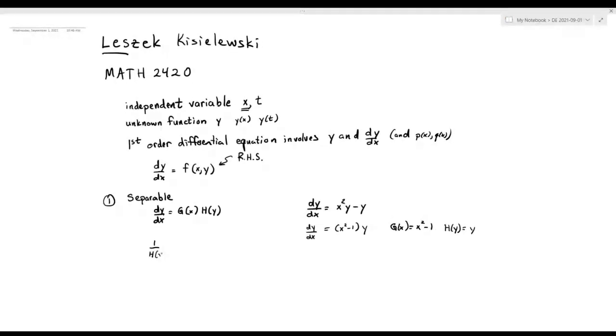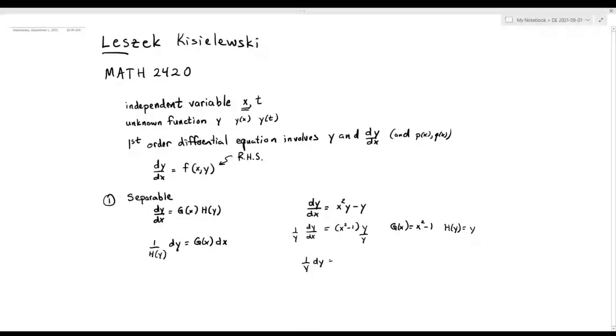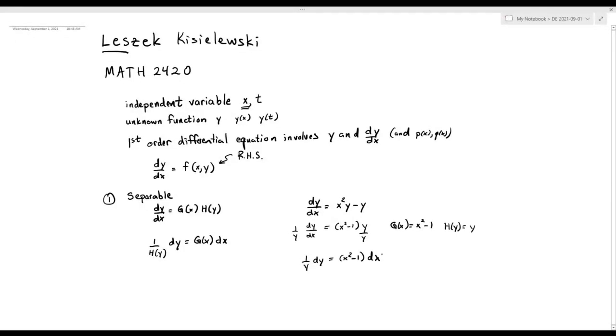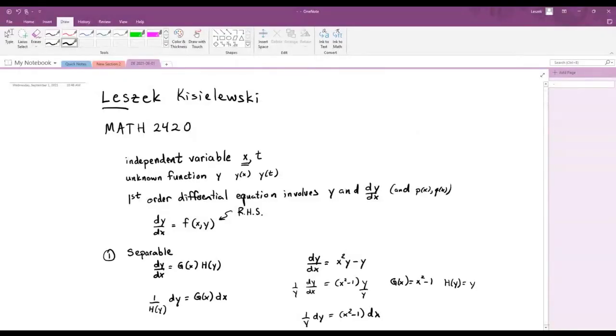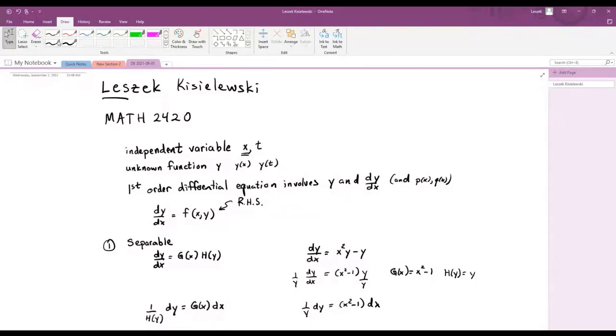Divide both sides by h of y, leaving the dy on the left side, and then move the dx over, so to speak, to the right. So over here, we can divide both sides by y, assuming y is non-zero, and move the dx over to the right. So we see that the two variables have been separated on either side of the equality. We have the y's on the left, the x's on the right.